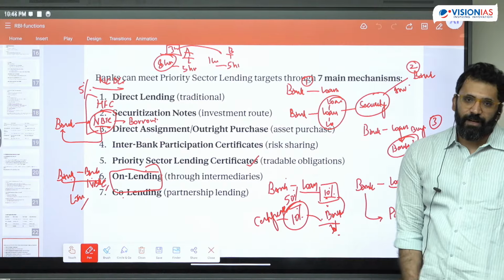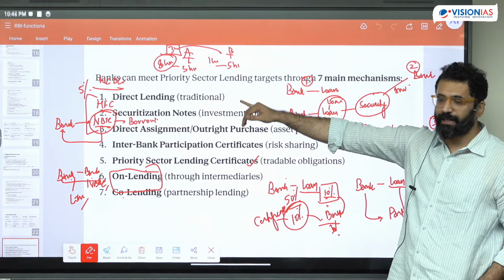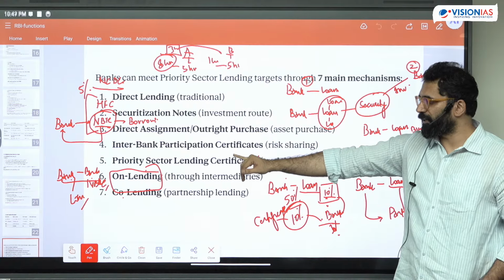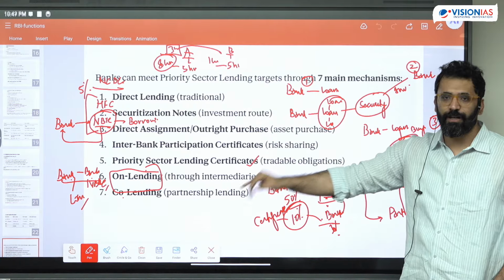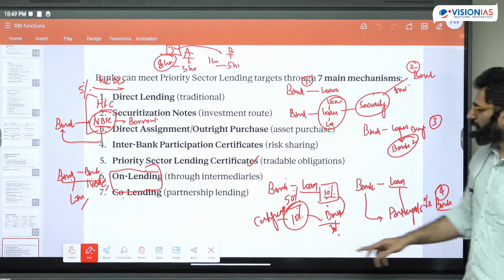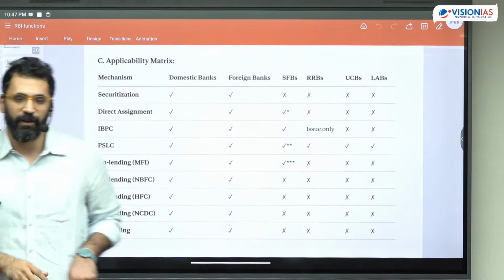Now all of these 7 are ways of priority sector lending: direct lending, securitization, outright purchase, priority sector lending certificate, on-lending and co-lending. The on-lending regulation was changed this year. This is why all 7 are here. Who all can do these 7 types of activities? This is your applicability matrix.